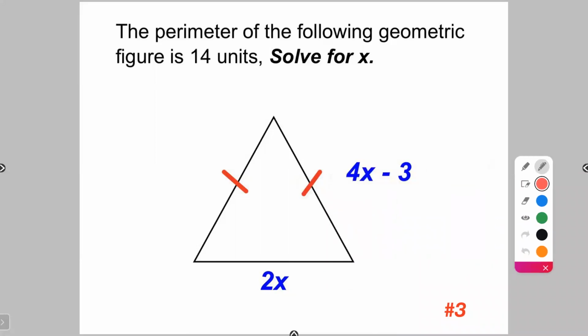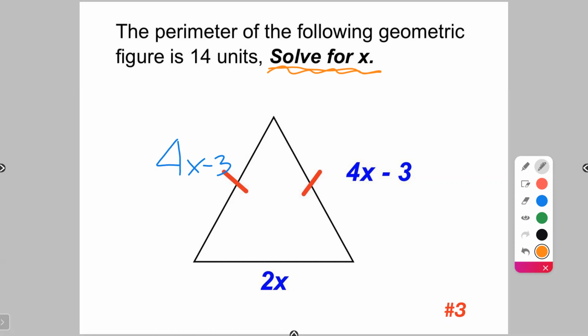These slashes in the triangle, those red slashes, identify that the sides are exactly the same. In geometry, we call them congruent. So if the right side over there is 4x minus 3, that means the left side has to be 4x minus 3. Now, anytime you're solving for x, you better have your equation, right? So now we have to build our equation.